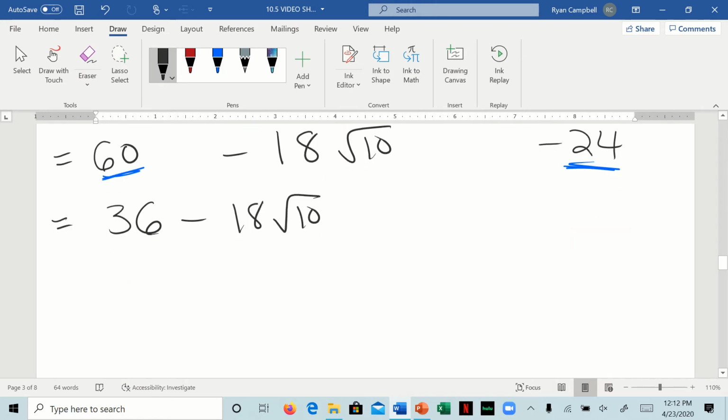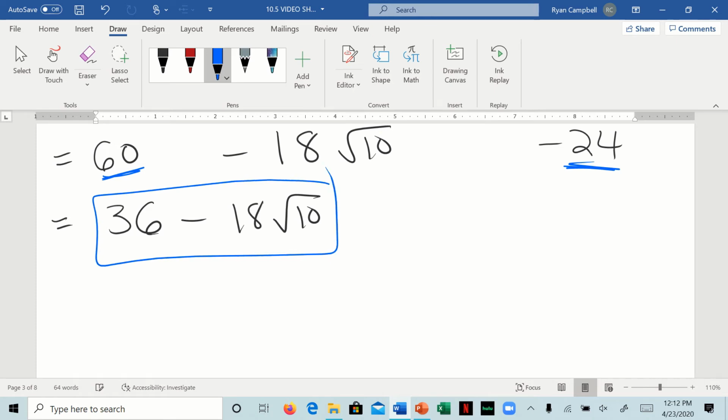And can square root of 10 simplify anymore? So that's 5 and 2. No. So that's our final answer: 36 minus 18 square root of 10.